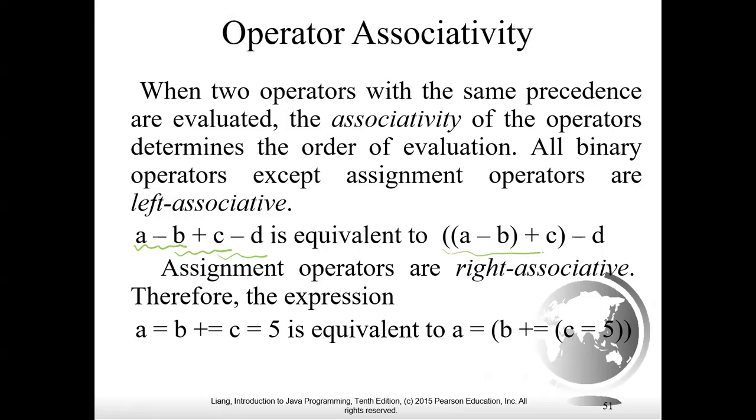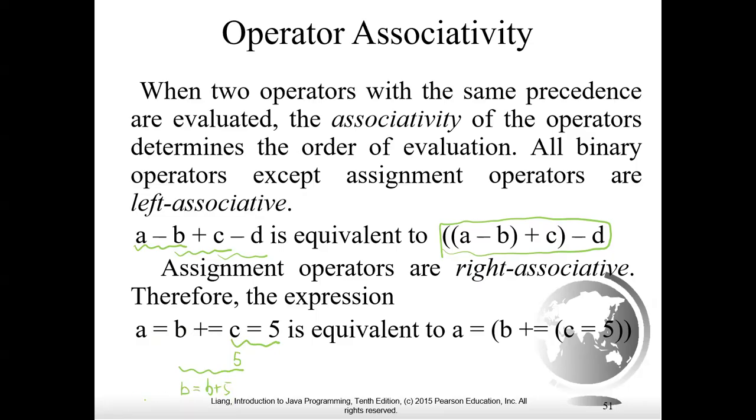And that can also be changed using parentheses. But assignment operators are right associative. That means you are assigning a value from the right-hand side to the left-hand side. In this case, as we can see, we first assign 5 to C, right? And after that, we have C is 5. And then we do B plus equal to 5.